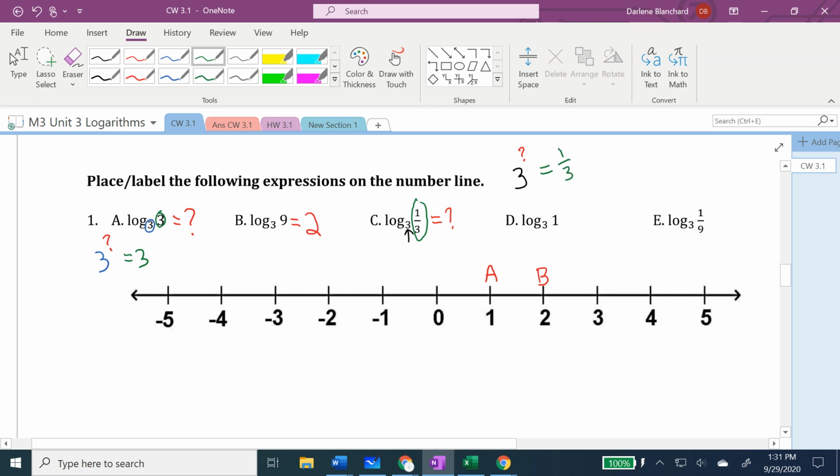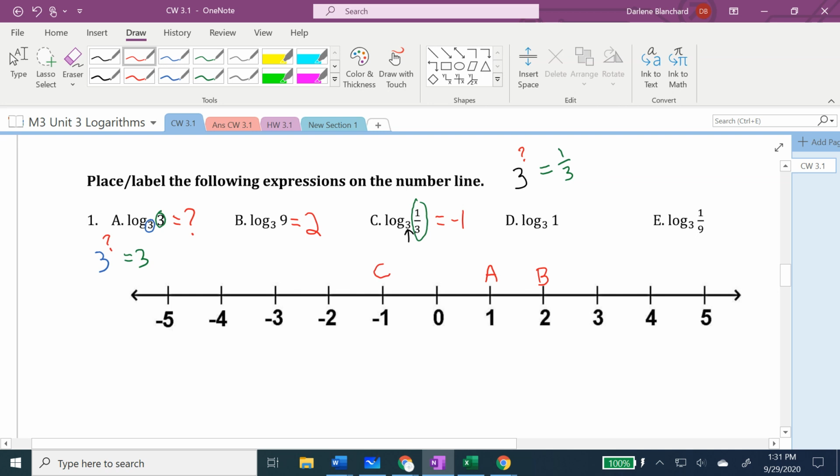Are you able to see the difference in those colors? Hopefully. Okay, good, good. So when you look at this statement, you should see -1. And so I'm going to come over here on the number line to -1 and put a C.